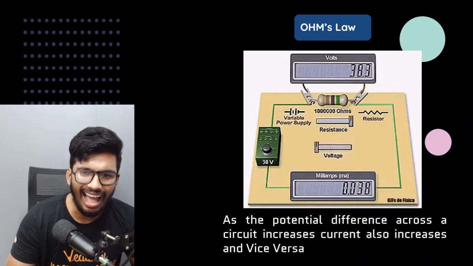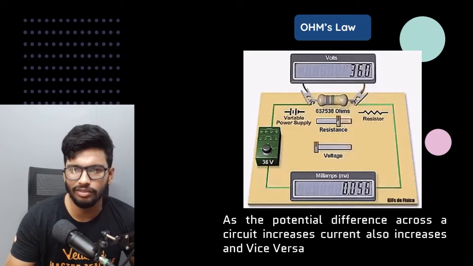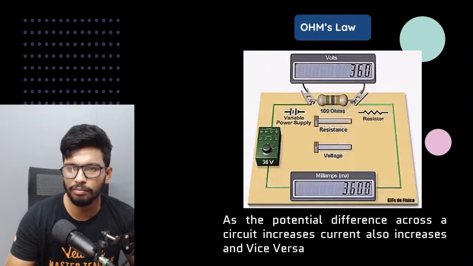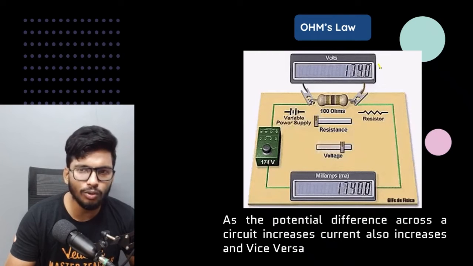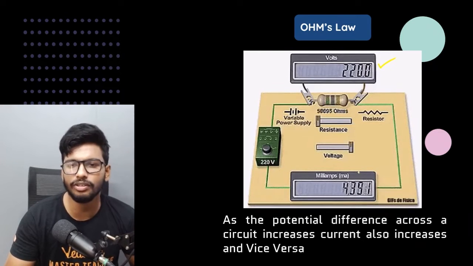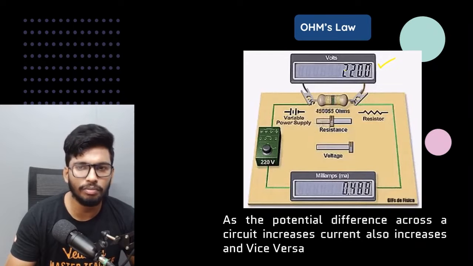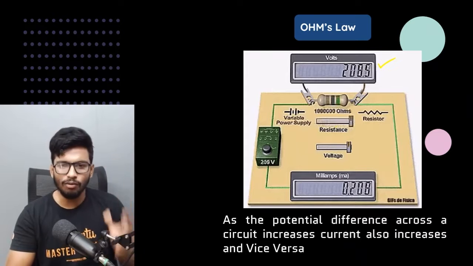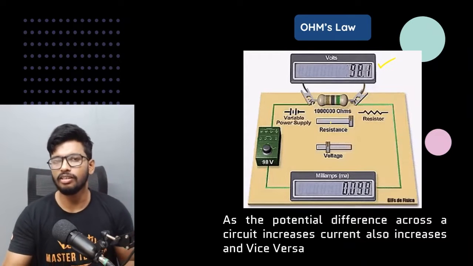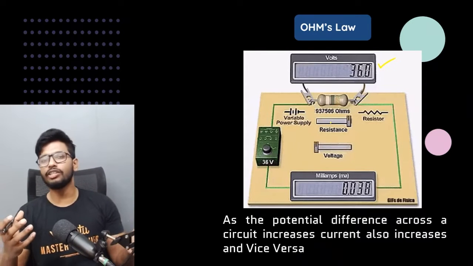You see this? As I increase the voltage from 360 volts to 800 volts, you see that the current value is also increasing. So as you increase the voltage to 220 volts, you can see that the current is also increasing. So basically, Ohm's law states the relationship between potential difference and current.